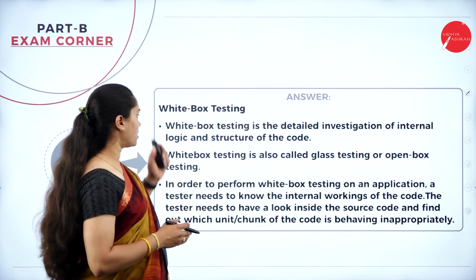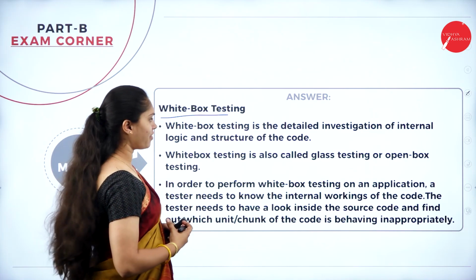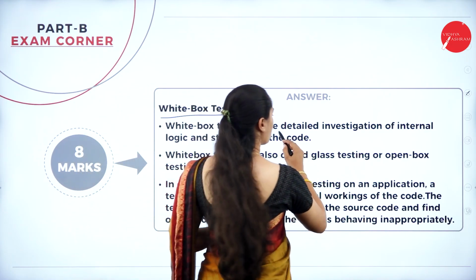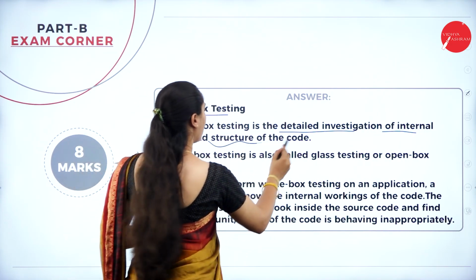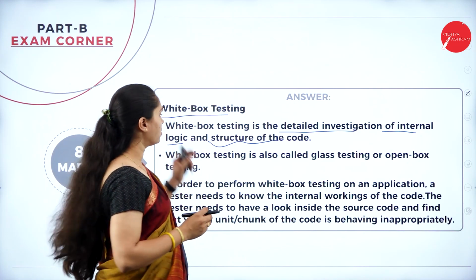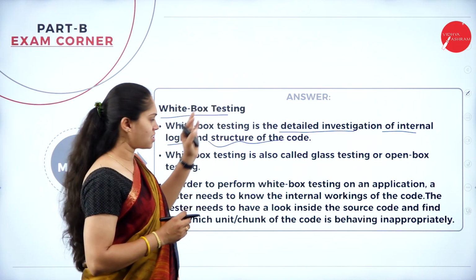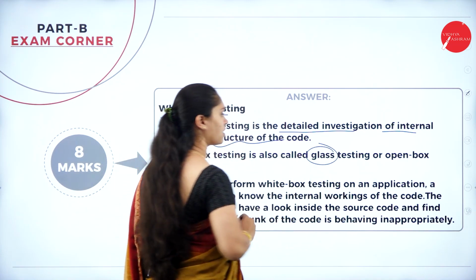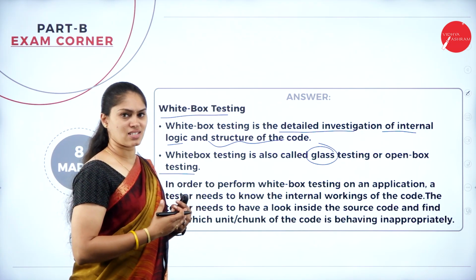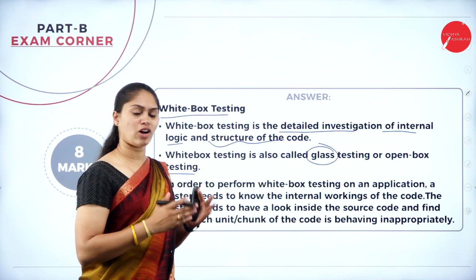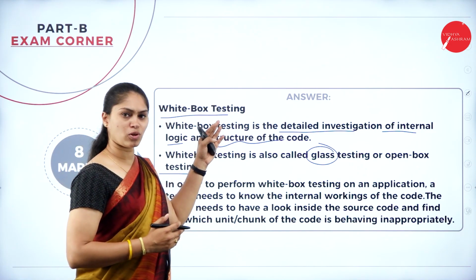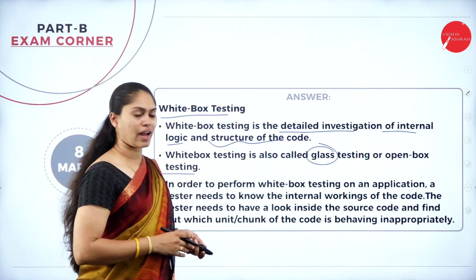Now we'll see the second thing, white box testing. In white box testing, we have access to the source code, and it focuses on detailed investigation of the internal logic and structure of the code. Only the programmer or source code developer is able to perform white box testing. We also call this glass testing or open box testing. There is no hide and seek in white box testing. We should know the internal working or logic of the source code, and only then will we be able to test a process or a product with the help of white box testing.